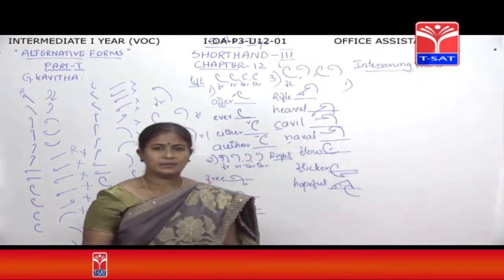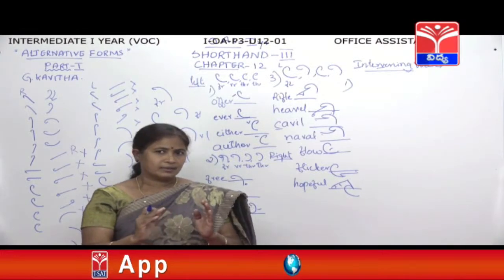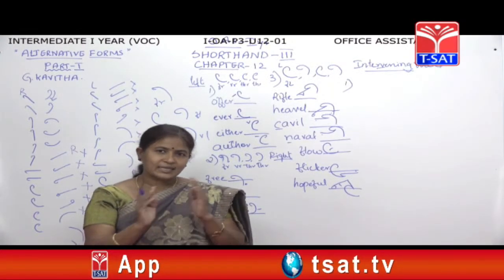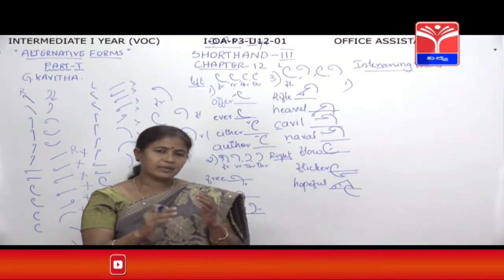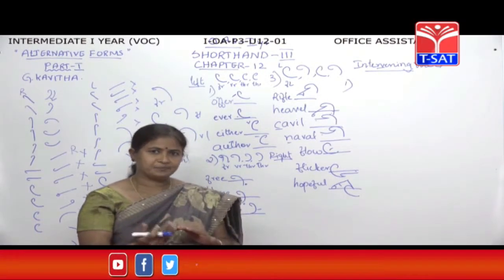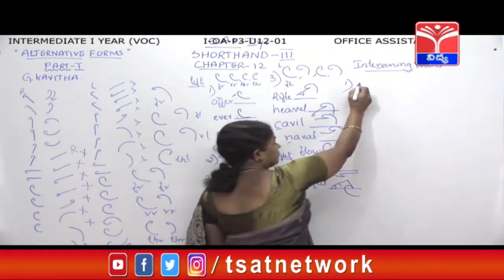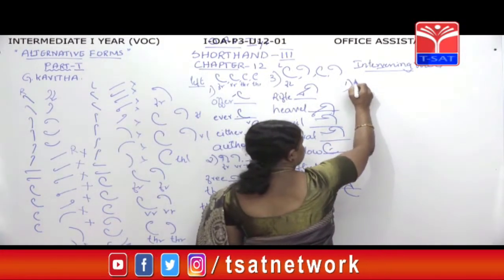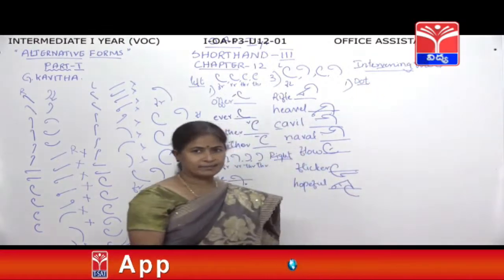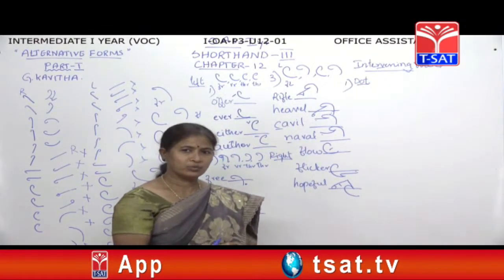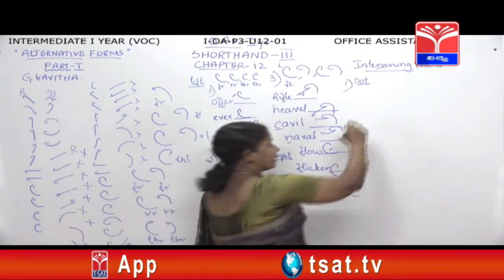Intervening vowel. Intervening means a vowel comes in between, almost a heavy vowel or light vowel. If it comes in between strokes and hooks, how do we write? Suppose a first place dot vowel comes in between a stroke and a hook. How do we write? Example, sharply.